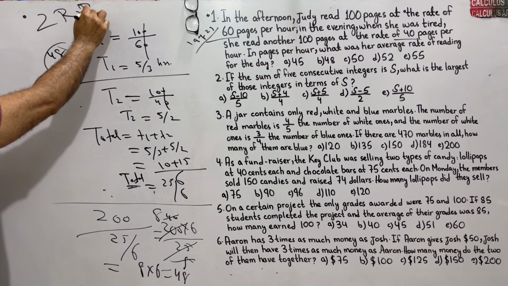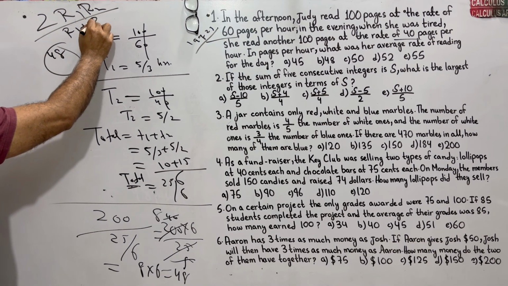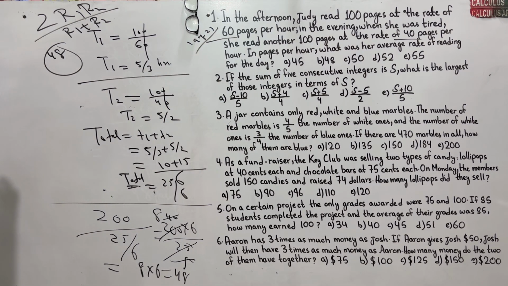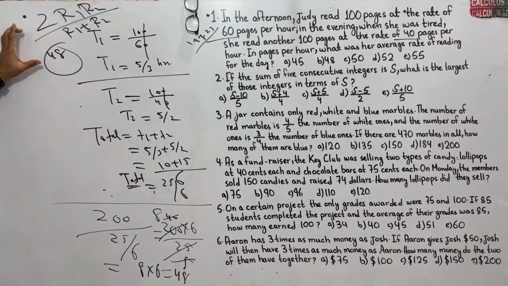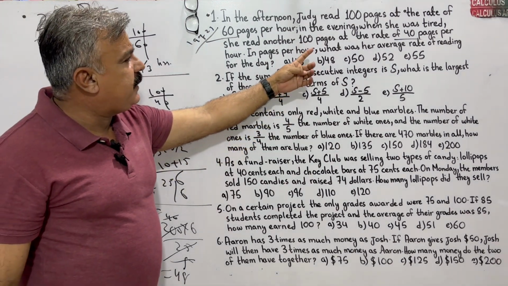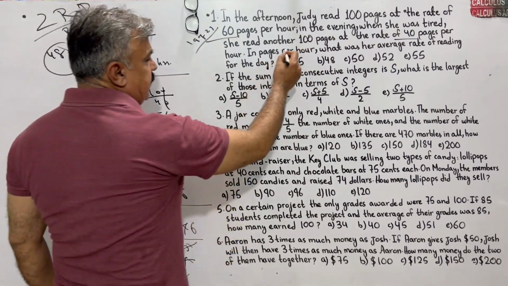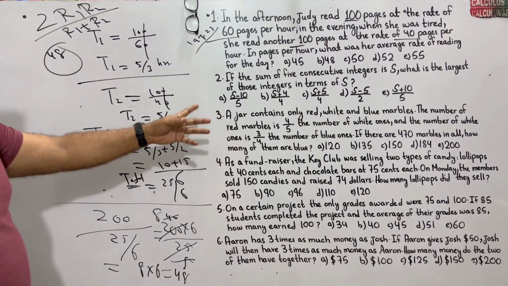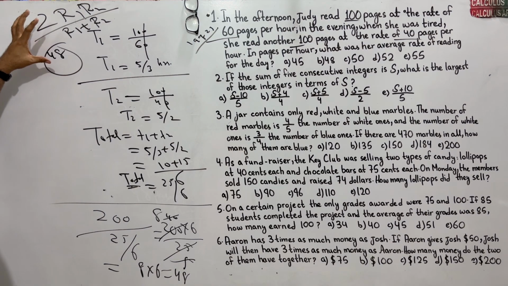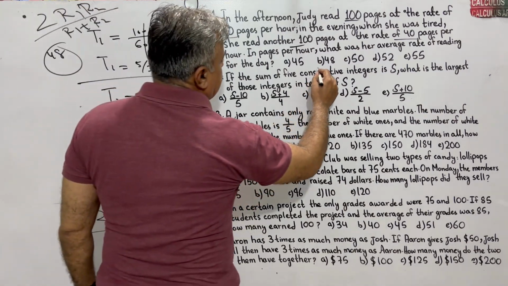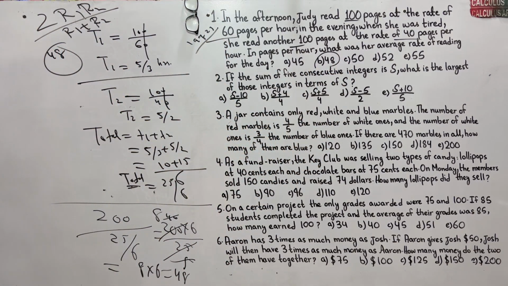That is 2 times rate 1 times rate 2 upon the sum of the rates. Harmonic mean is the best mean to be utilized to find the average of anything. When work done is the same, 100 pages in the afternoon and 100 pages in the evening, the best strategy is to follow the harmonic mean. So in that case, our rate is 48 pages per hour.